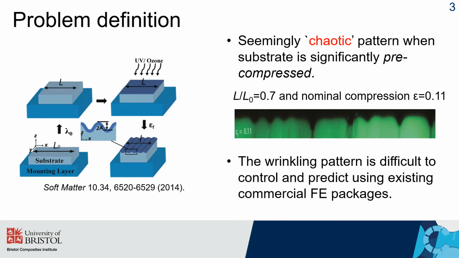However, when the pre-compression introduced in the substrate is high, the wrinkling pattern will be irregular and chaotic. The photo shows the wrinkling pattern of a bilayer with the pre-compression level in the substrate being 0.7 and the applied nominal compression being 0.11. Currently, there does not exist an effective technique to control the wrinkling pattern and their progression in these cases. And it is also infeasible to predict the highly nonlinear response using the existing commercial FE packages.